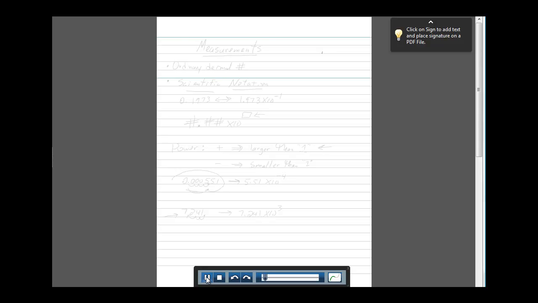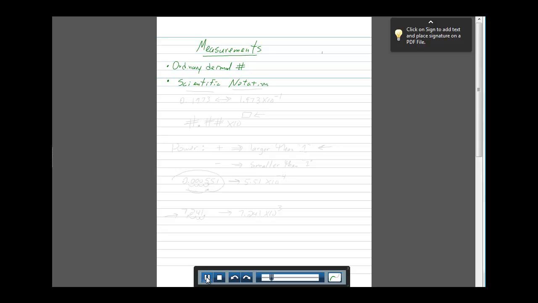Today we're going to talk about how measurements are expressed. And there's two ways of expressing measurements. One way to express a measurement is using ordinary decimal type numbers. And the other way of expressing a measurement is using scientific notation. And depending on what type of number and what type of situation you're going to be dealing with, you express them in different ways.